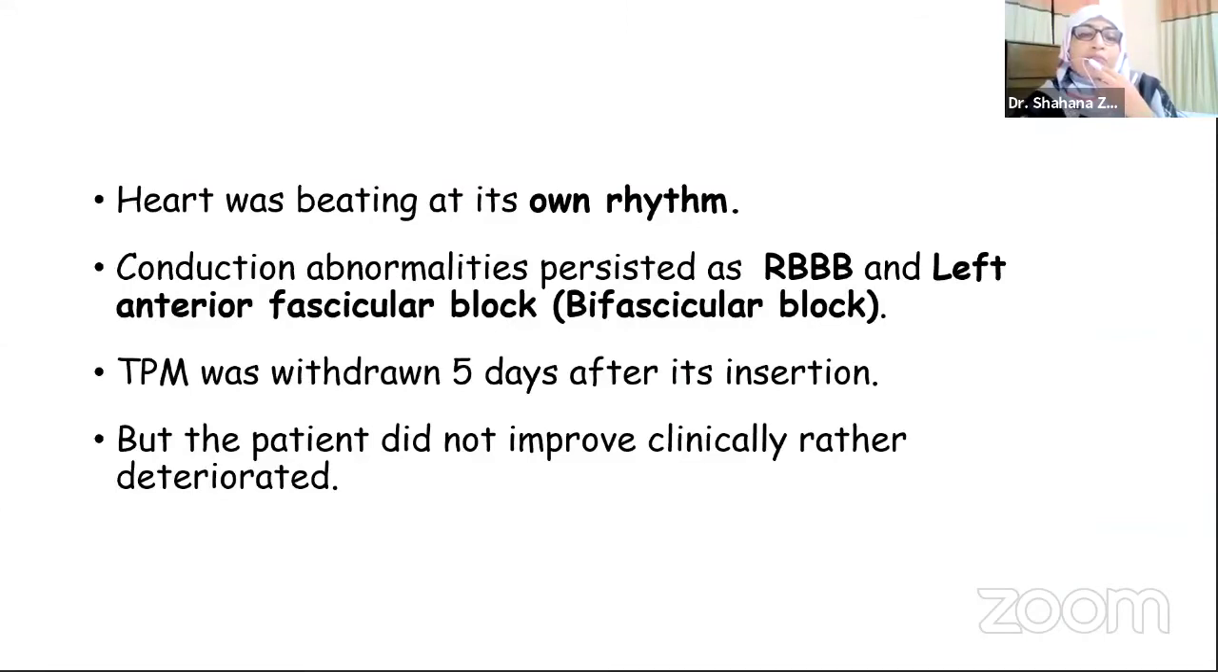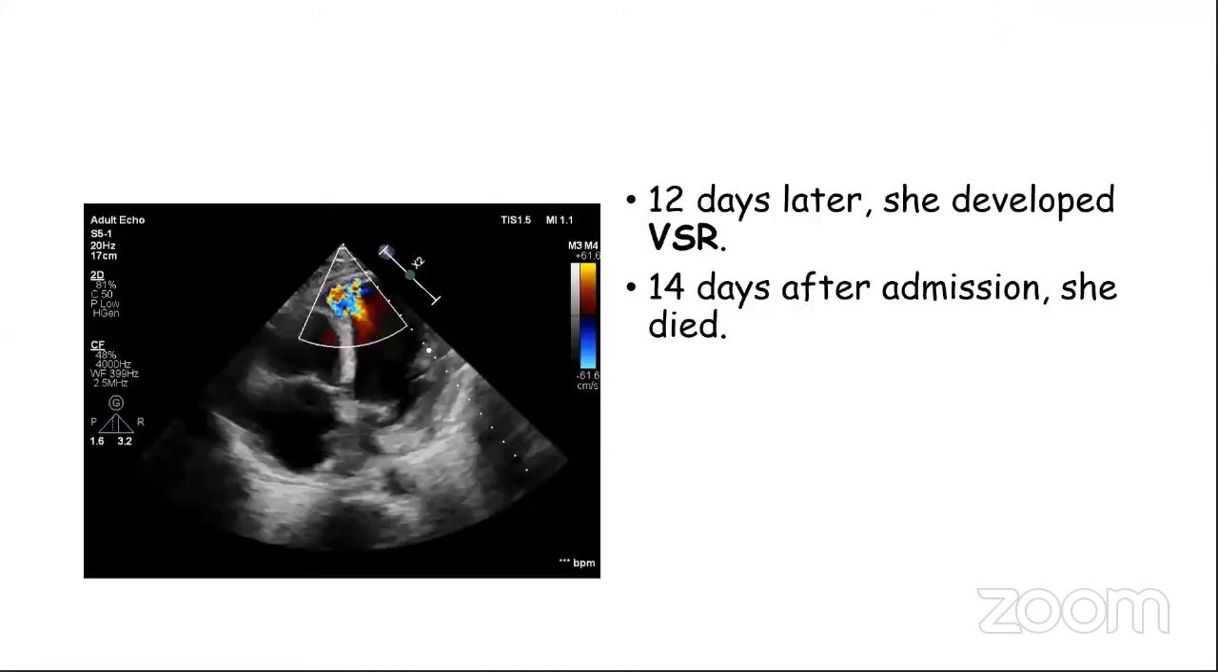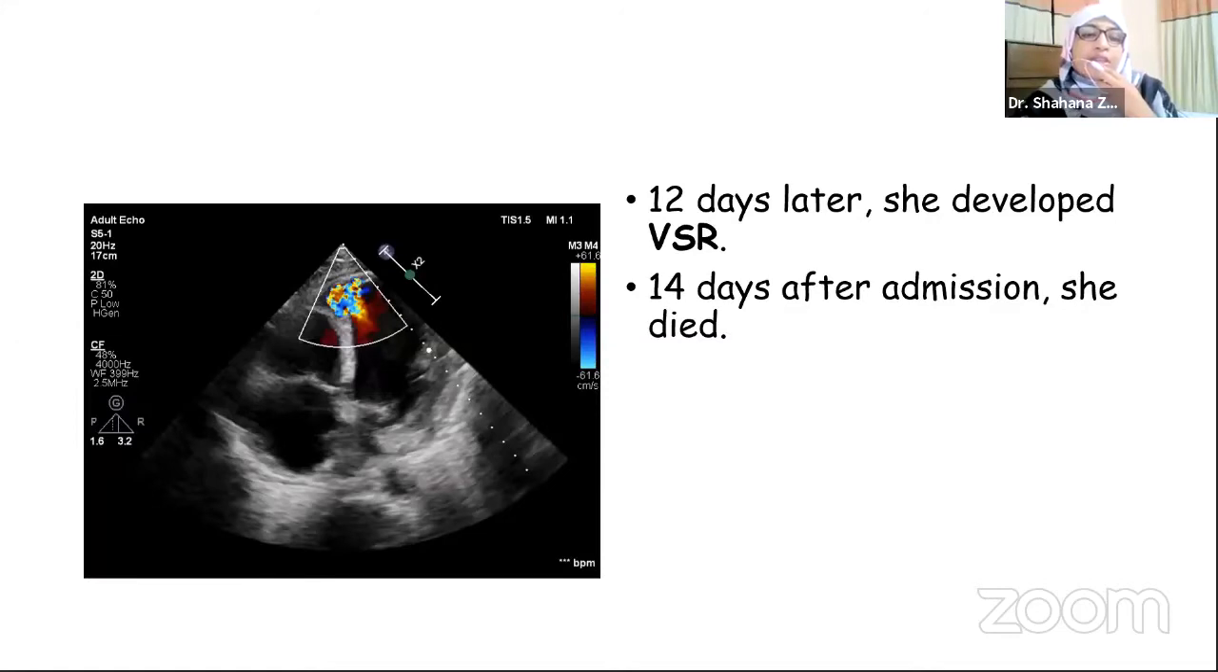TPM was withdrawn 5 days after its implantation, but the patient did not improve clinically, rather deteriorated. 12 days later, as the patient had deteriorated, we examined the patient thoroughly and found a systolic murmur, and the patient was sent to the echo lab and found to have a ventricular septal rupture in the apical part. We sought surgical consultation, and they asked us to refer the patient when hemodynamically stable. But with all our limited resources, we couldn't save the patient, and the patient died 14 days after admission.